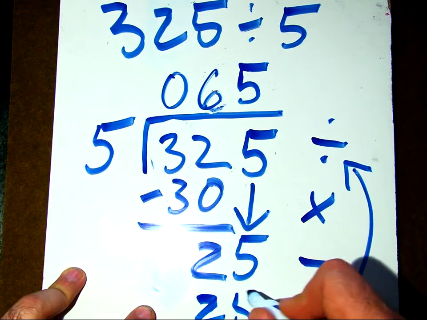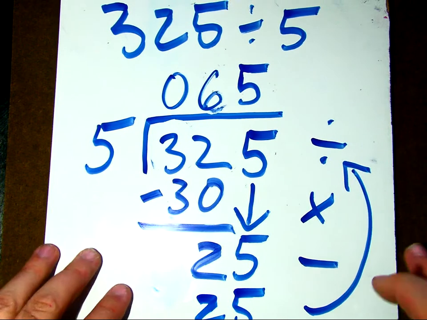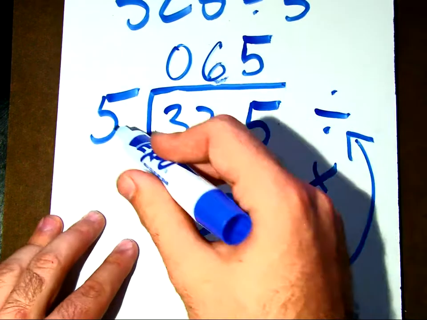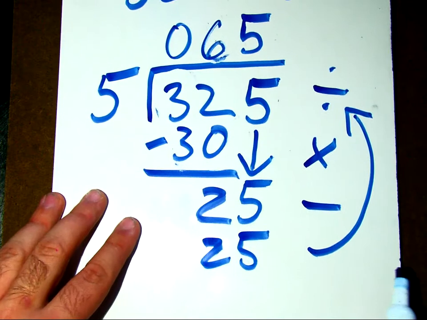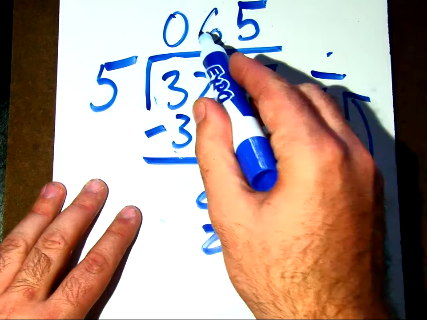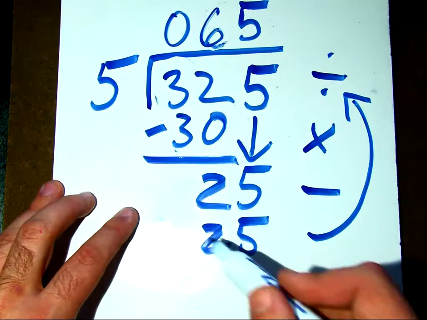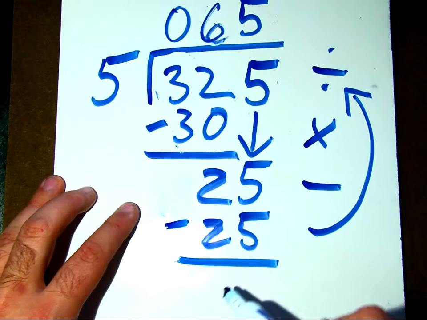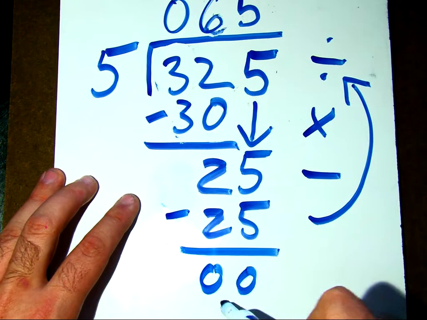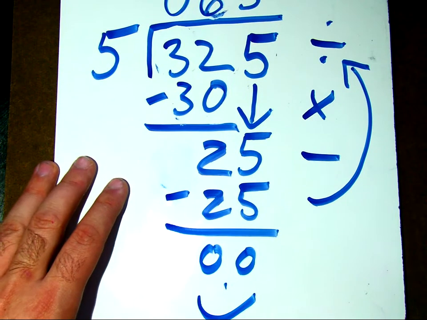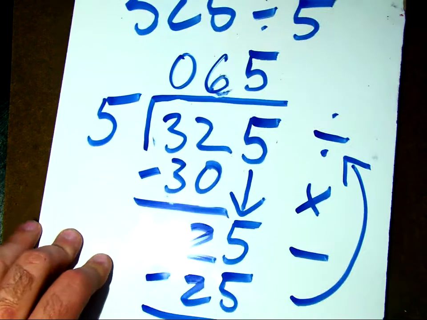The trick that a lot of people get into is that they'll multiply 65 times 5 and they'll get into a little spot where they can't get out of it. Only multiply one number at a time. 5 times 5 is 25. Then we subtract. We get 0. And we're happy. So our answer is 65.